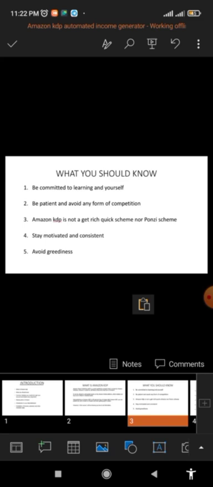It is also not a Ponzi scheme. It's not a business model where you invest a sum of money to get double of it. It is not done that way, so you have to avoid that mentality. You also need to stay motivated and consistent, because in all you do, you always have to do it every time. You can't just publish one book, sit back, and expect it to make thousands of dollars for you.